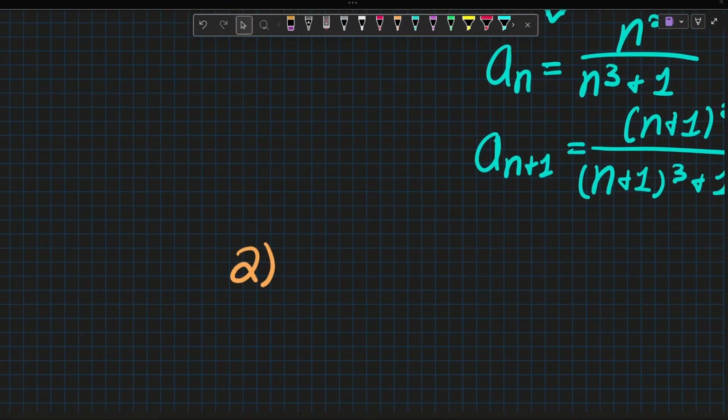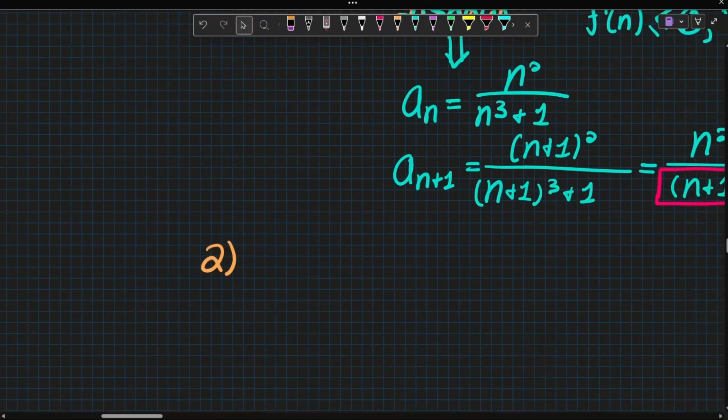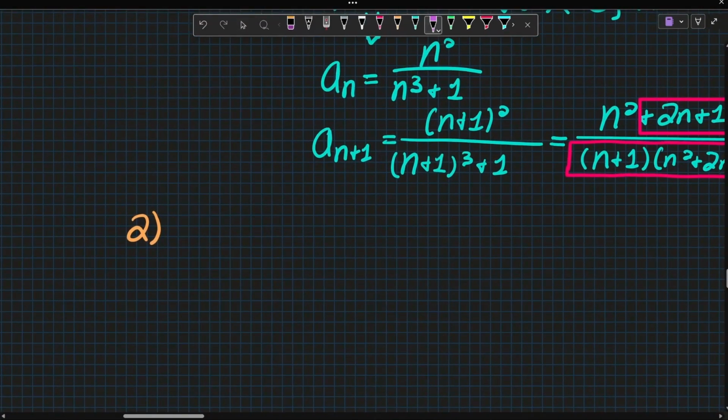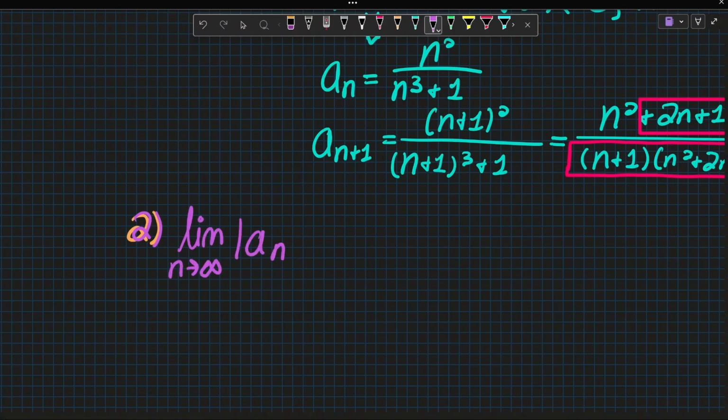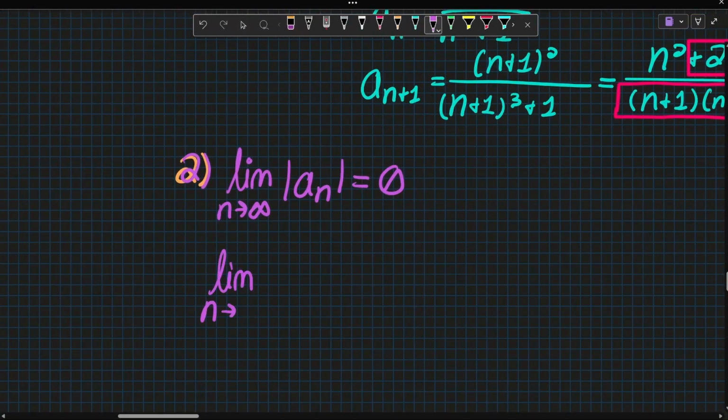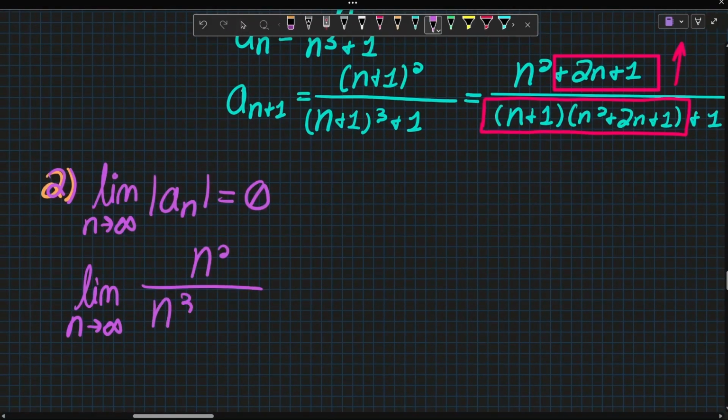Now, the second condition to pass the AST is the following. We need to have that the limit as n approaches infinity of the absolute value of a of n must equal 0. Otherwise, it will not pass the test. So, let's test it out here. We would have the limit as n approaches infinity of the absolute value. We're going to just write here n squared over n cubed plus 1.